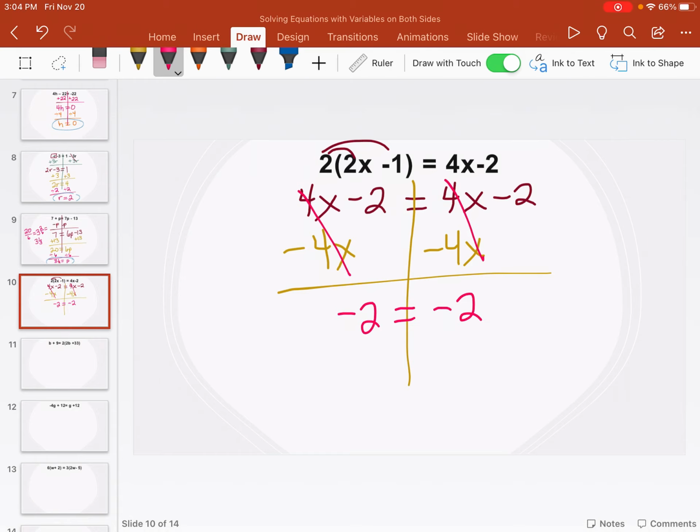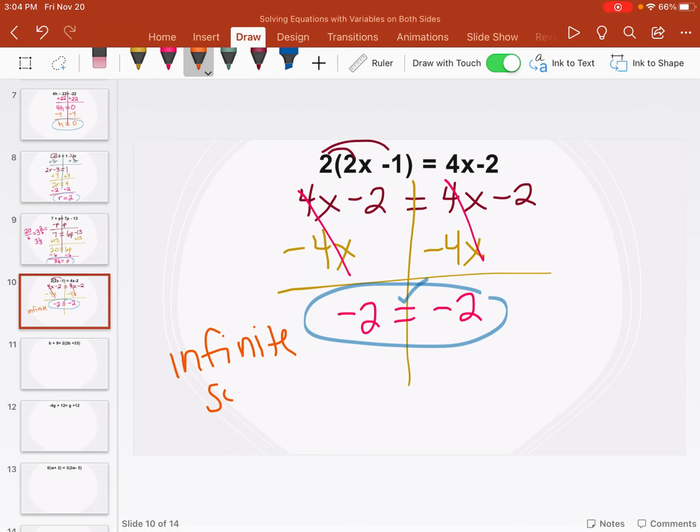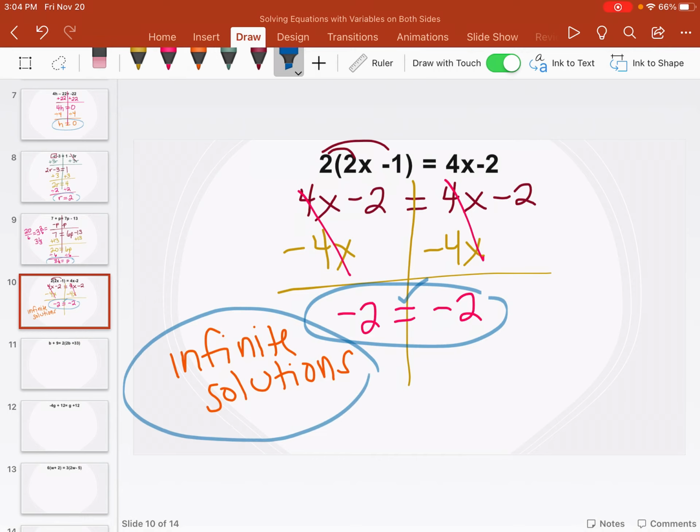I get -2. This is not a no solution though, because look at what's different. This time I have -2 equals -2. Well, guess what? Yes, it does. -2 does equal -2. So this time it's not no solution. This is another special one called infinite solutions. So what that means is any number that I put in for this problem would be correct, any number that I choose, okay?